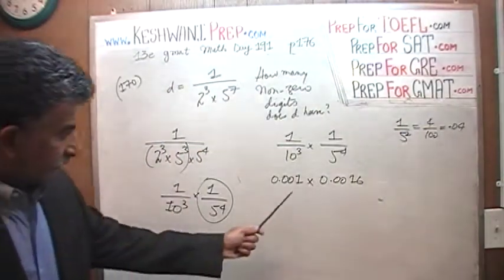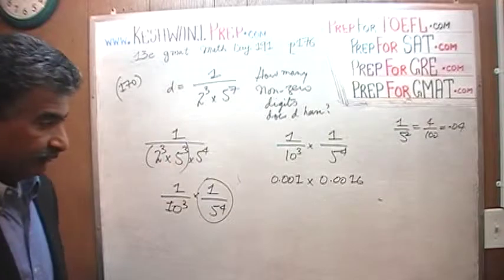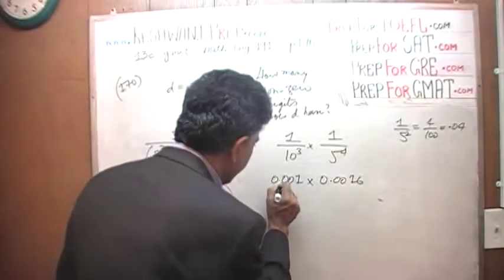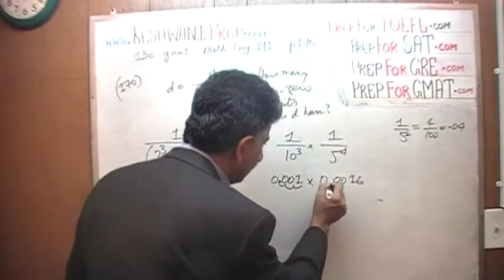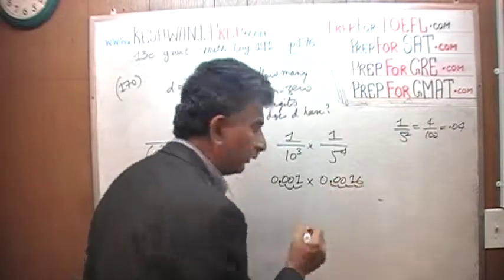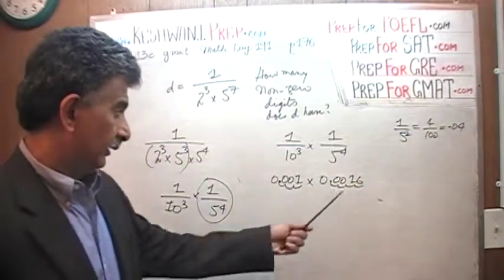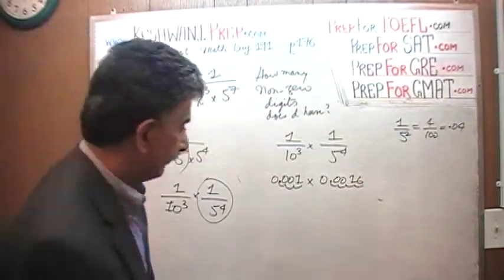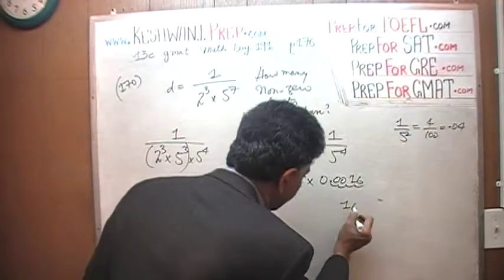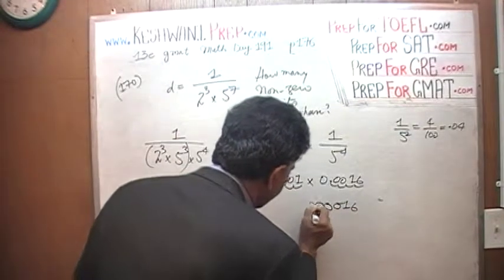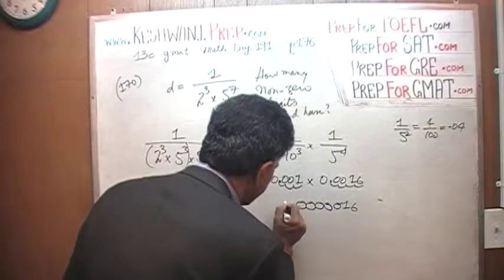Let's multiply 0.001 times 0.0016. Here is our decimal: 1, 2, 3, and 1, 2, 3, 4. It's going to have 7 decimal places with the 16 at the end. So here's your 16, that's 2, 3, 4, 5, 6, 7. Voila, there are your decimal places.